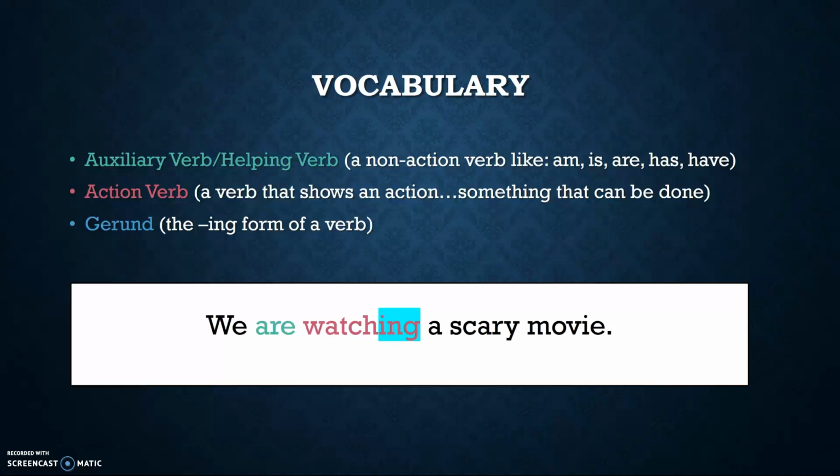So if we look at the sentence, we are watching a scary movie. Are is our auxiliary verb. Watching, or to watch, is our action verb. And because we made watch end with ing, the ing part is the gerund.